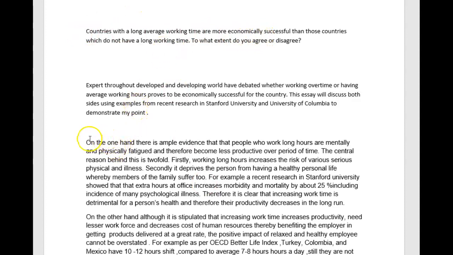So you could have said, on the one hand, there is ample evidence that not only are countries with longer working hours not more economically successful, but their citizens suffer as a result of these working hours. Okay, so that would have made a lot more sense. That way, at least an examiner could say, oh, okay, this is on topic because the candidate is addressing the question, saying, no, this is not happening. In fact, look what is happening.